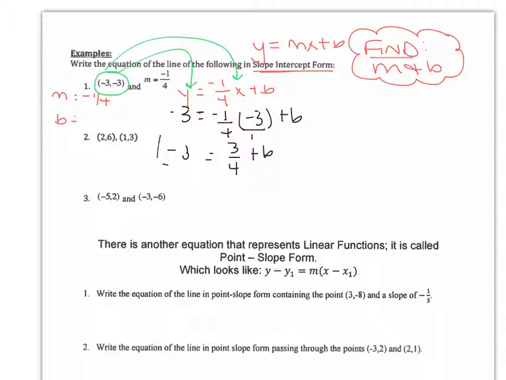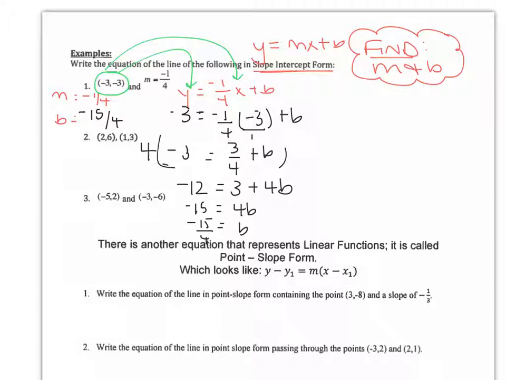I'm now going to multiply the whole problem by 4 to get rid of fractions. Negative 12 equals 3 plus 4b. Now solve. I have 4b equals negative 15. So b equals negative 15 over 4.